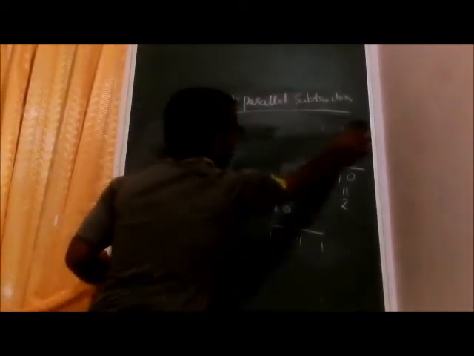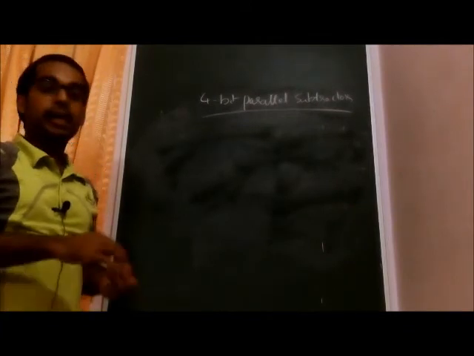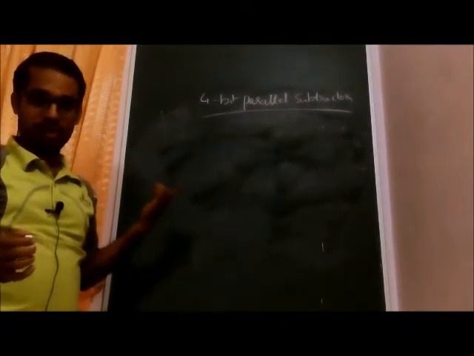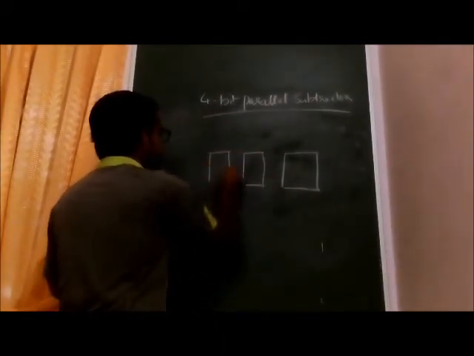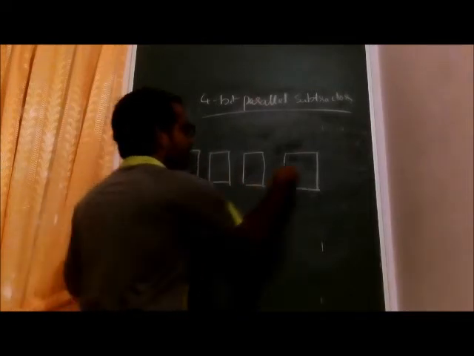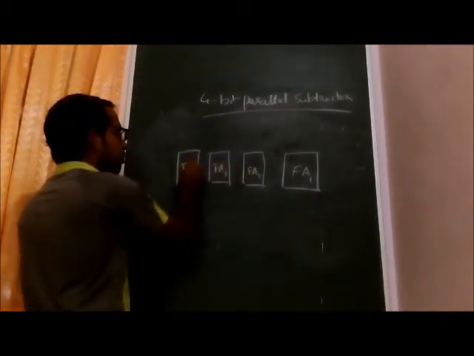Now we want to do this kind of subtraction using full adders. Just like we did the 4-bit parallel adder circuit, we need to construct a 4-bit parallel subtractor circuit. For that we need to use full adder circuits. Since there are 4 bits, we need to use 4 full adders. So this is FA. We need to use 4 full adders: FA1, FA2, FA3 and FA4.